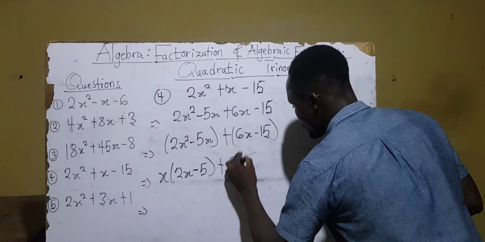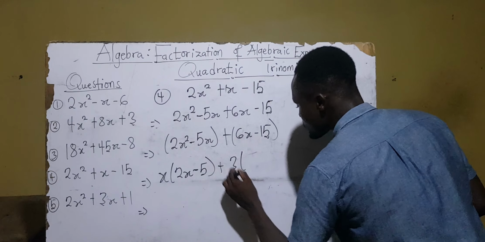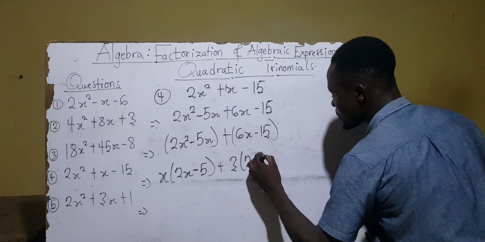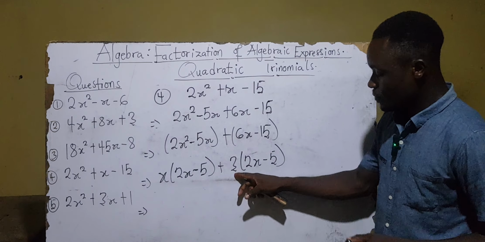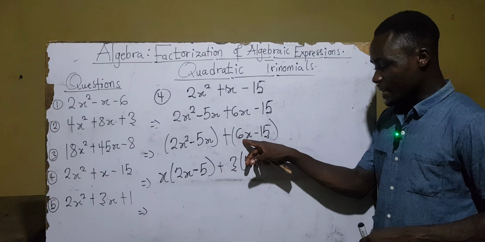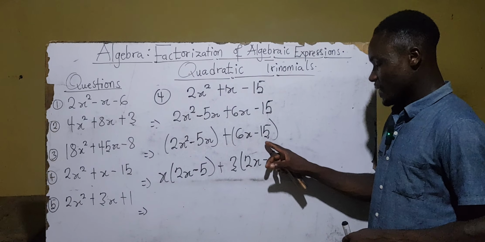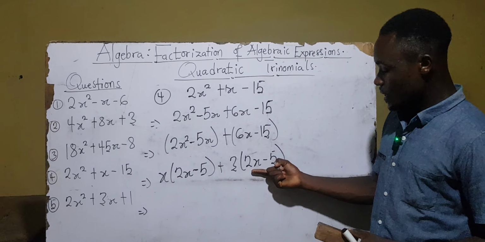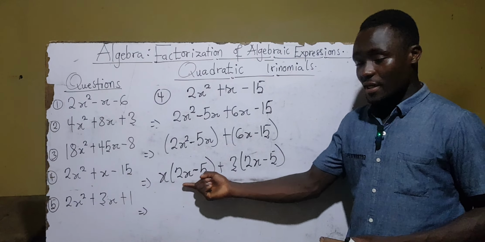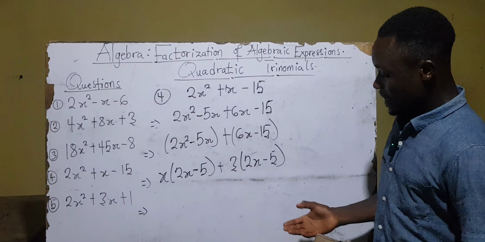Plus, over here, what do they have in common? They have 3 in common. Now here is left with 2x minus 5. Remember, if I use 3 to multiply 2x, I'll get 6x. If I use 3 to multiply negative 5, I'll get negative 15. I believe you are clear with that. So as you can see, here is the same as what we have here. It means we are on the right path.